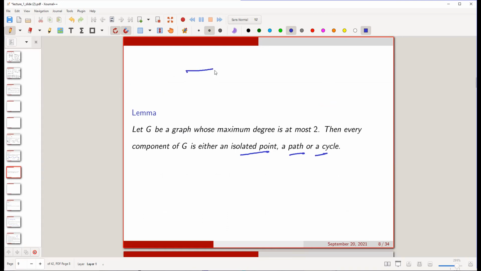It is intuitive. You can see that in a cycle, every vertex has degree 2, and if it is a path, then the endpoints have degree 1, but the rest of the vertices have degree 2. And the third thing that can happen is an isolated vertex. In that case, the degree of that vertex is 0. If you take any other structure, there will exist at least one vertex which will have degree more than 2. So is the proof of this lemma fine? Or any question about this?